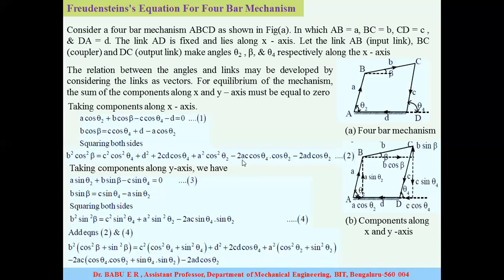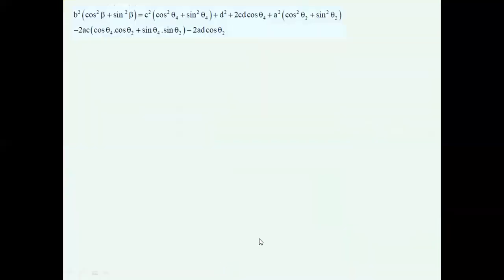So minus 2 times AC cos theta 4 into cos theta 2. Here we have 2 times AC, here also we have 2 times AC. So minus 2 times AC, if you take it out, we'll get cos theta 4 into cos theta 2 plus sin theta 4 into sin theta 2. And the last term is minus 2 times AD cos theta 2. So we'll get this equation.